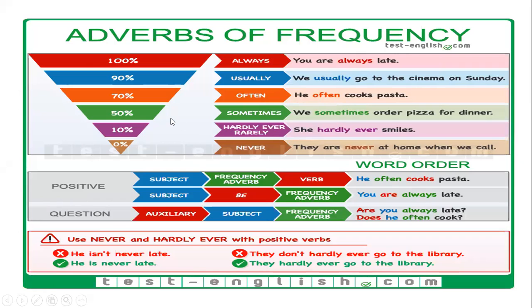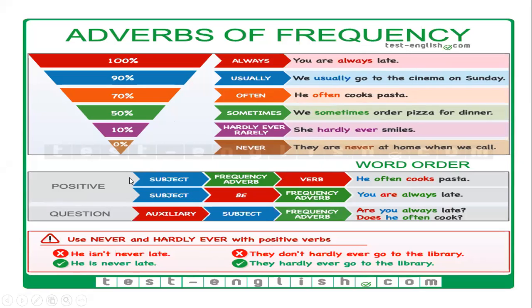an extra pyramid for you. You know that never is 0%, 10% is hardly ever, 50% sometimes, 70% is often, 90% is usually, and 100% is always, right? So here you have some examples, some extra examples. Because of the time, I won't read it, but I want you to pay attention to this.